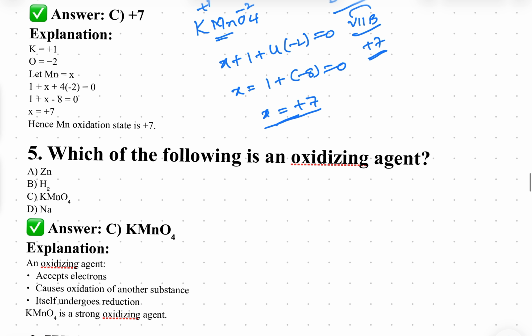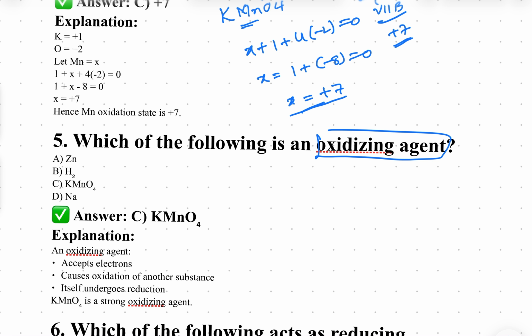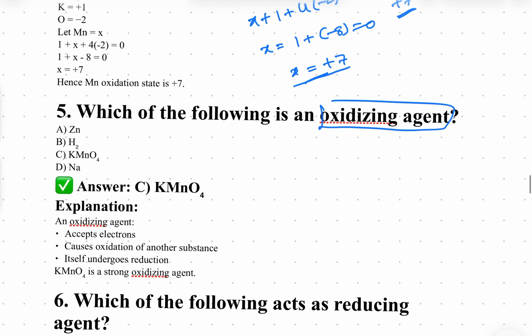Now, which of the following is an oxidizing agent? Very important here. Just now we saw what oxidation state is and what an oxidizing agent is. All of you concentrate here, this is a very important concept, so be careful. I am taking KMnO4. It is an oxidizing agent because it accepts electrons. It causes oxidation of another substance and itself undergoes reduction. Therefore it is a strong oxidizing agent.